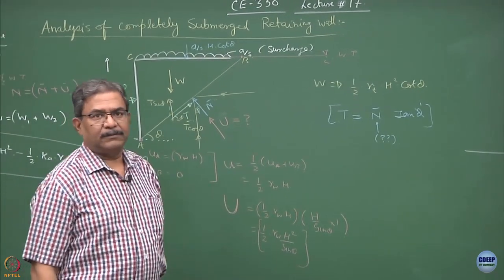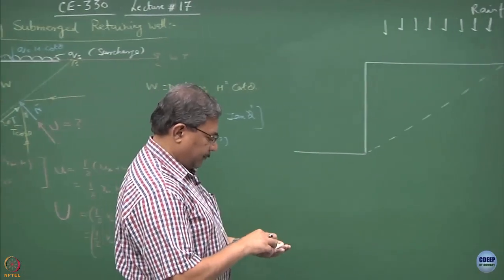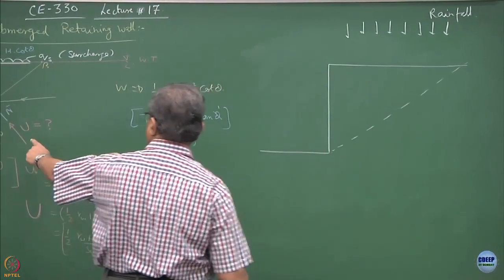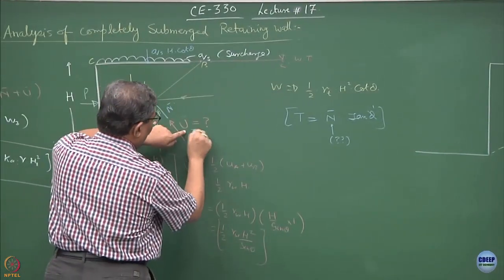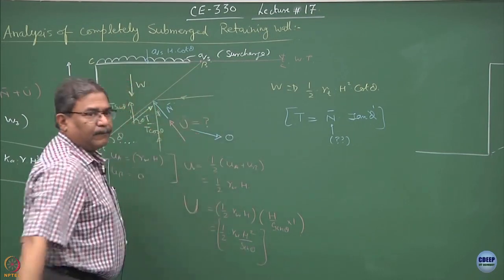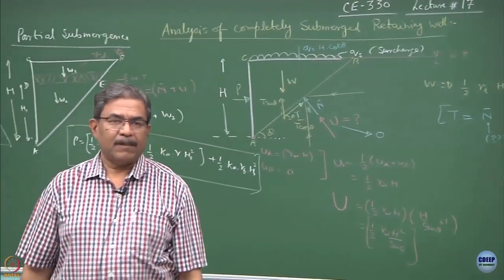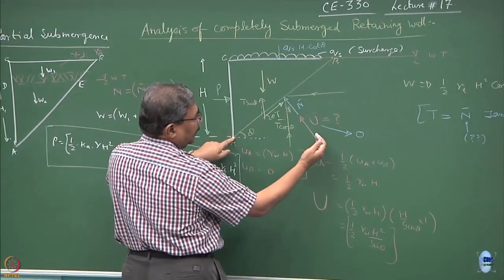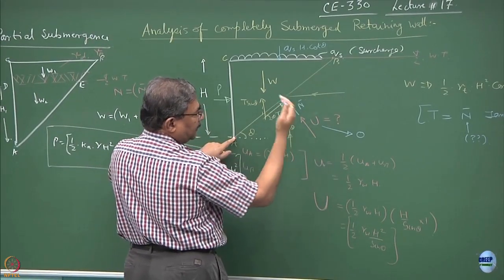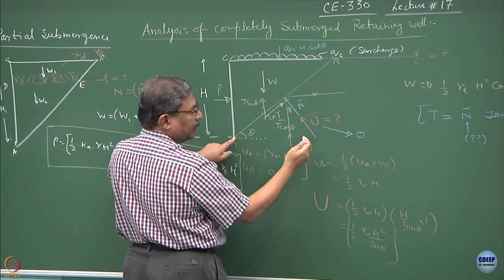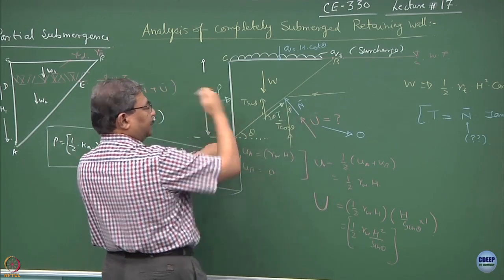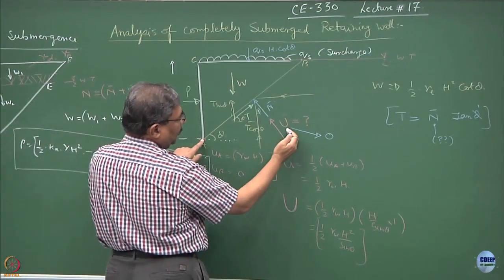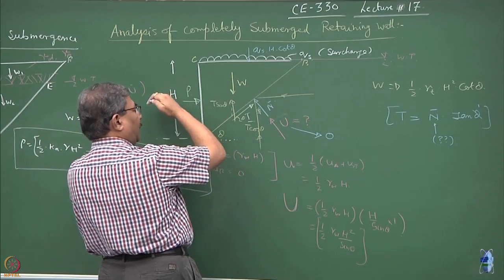I have two options with me. The one is I will make this u prime or the u value 0. What is happening because of this? If you take moment about this point of all the forces, you will realize that the water which is present in the retaining wall in the form of the pore pressure has a toppling effect. Correct. That means this u has a tendency to topple the wall.